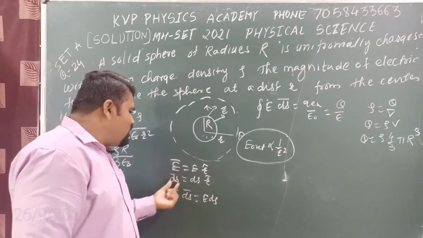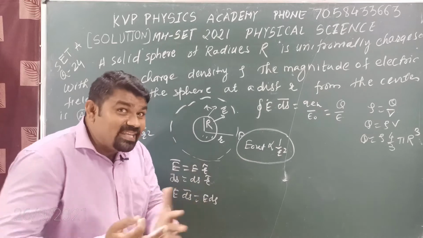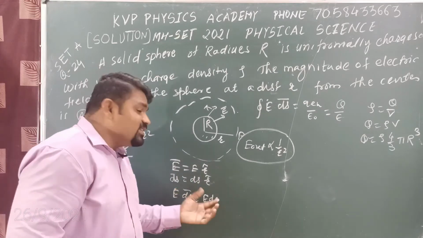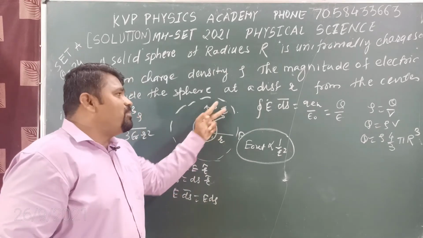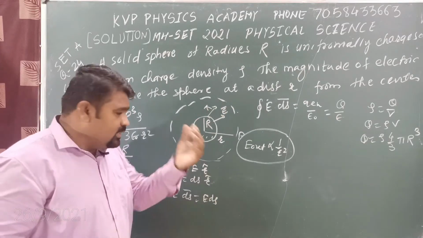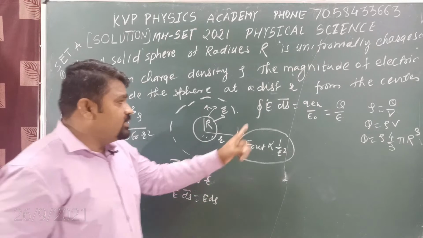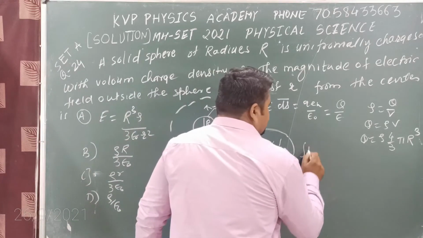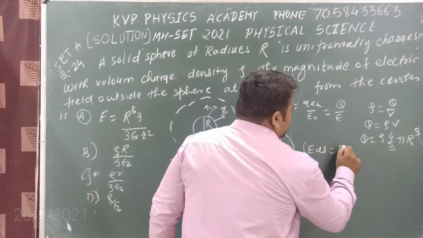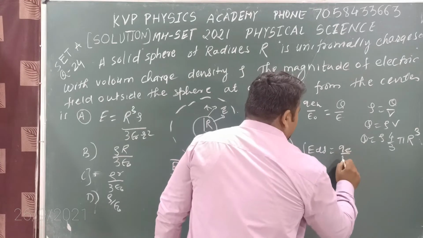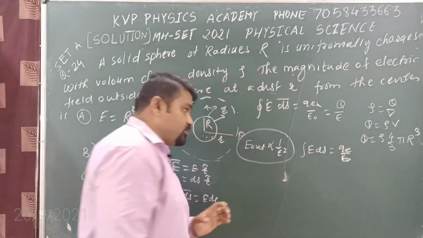So E bar dot dS bar can be written as E dS cos theta. The angle between them is 0 because they are perpendicular to the surface, so theta is 0 and cos 0 is 1, giving E dS. Got it? So integration of E dS is equal to q enclosed upon epsilon naught.